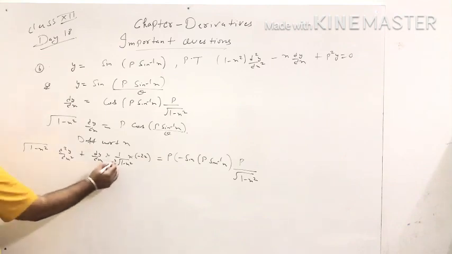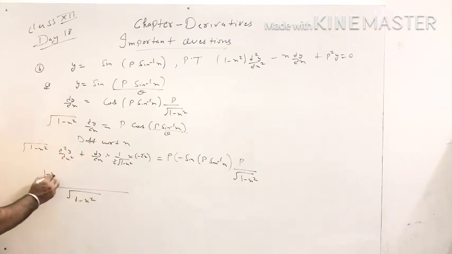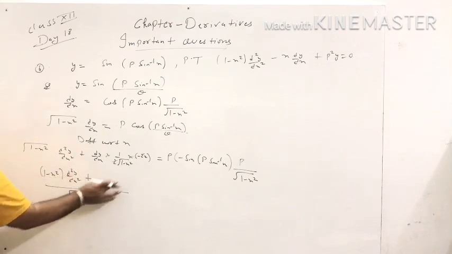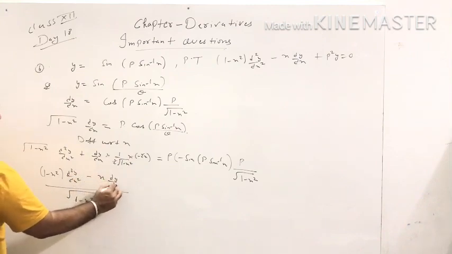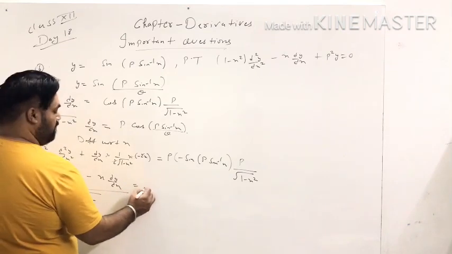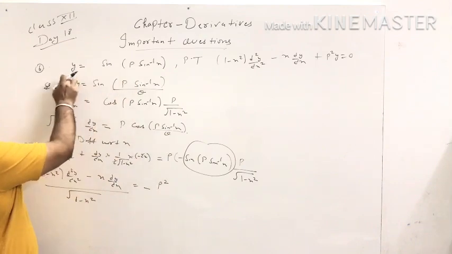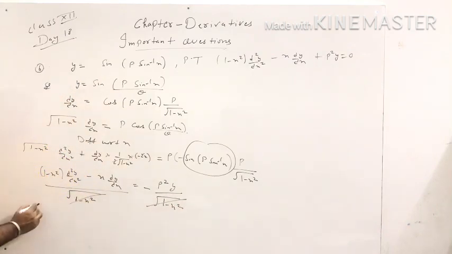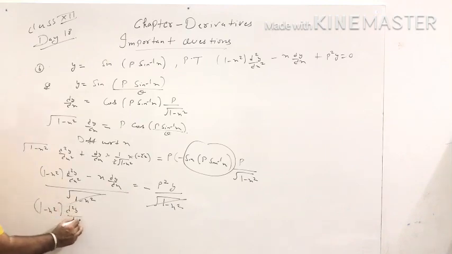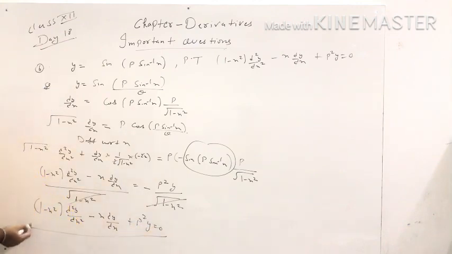So in the whole equation, the 2 cancels. Now we take LCM. LCM is 1 minus x square. This becomes 1 minus x square d square y upon dx square. This one can cancel out. So we are left with minus x dy by dx equals minus p into p, sin(p sin inverse x), whose value is y, upon root 1 minus x square. Cancel. So the final answer is 1 minus x square d square y upon dx square minus x dy by dx. Shift this term to the left side, plus p square y equals 0. So the final answer is proved. So this is the sixth question.